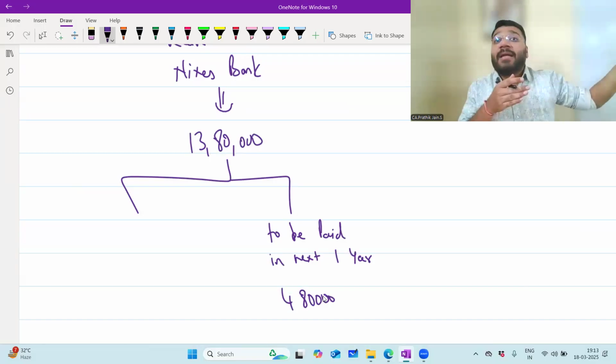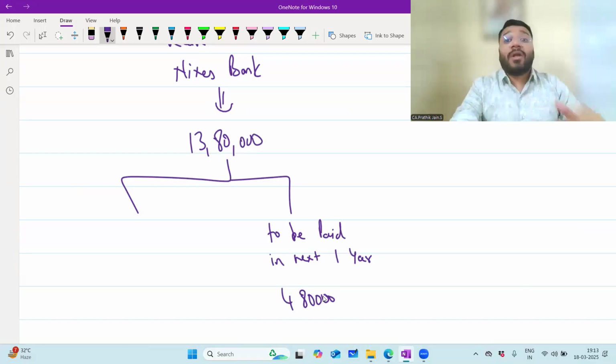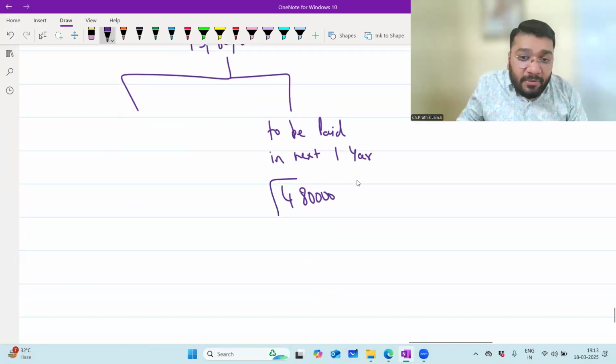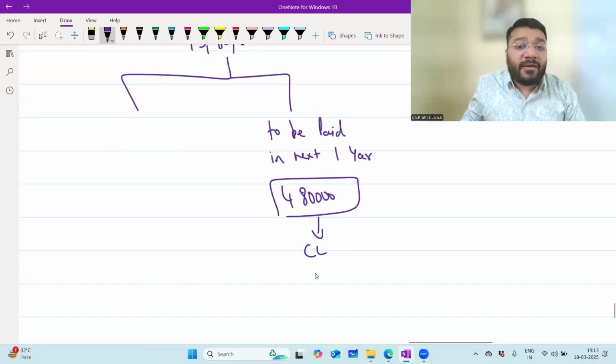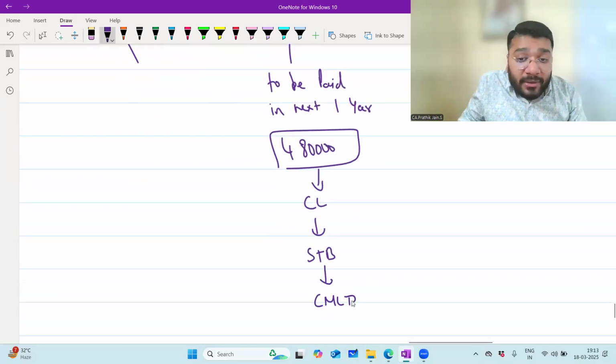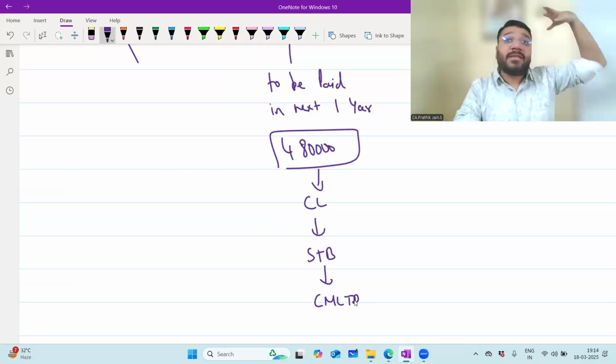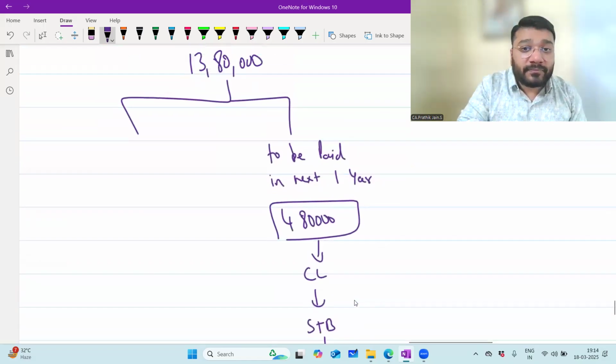Where will it come under current liability? Short-term borrowing. Where in the short-term borrowing? Current maturities of long-term debt. So now this 480 will be classified under current liability, short-term borrowing, current maturities of long-term debt. What is this? In detail, we have discussed it in the first 2-3 classes.